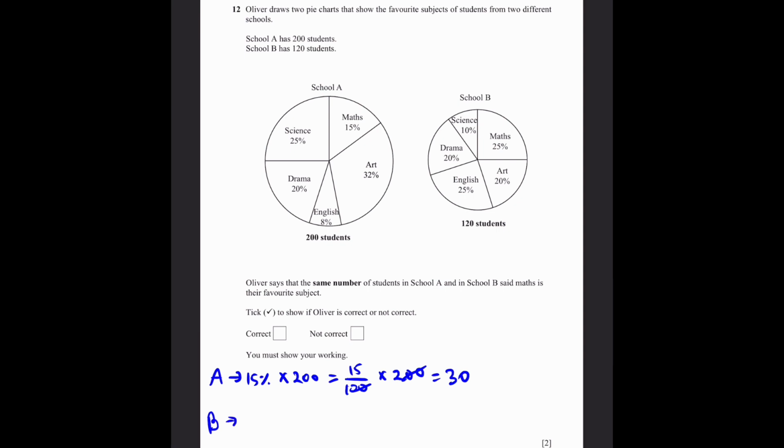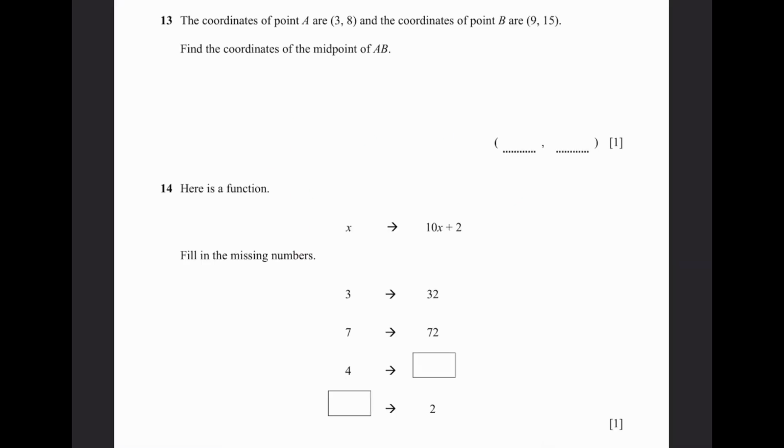So School B is 25% multiplied by 120, which is equal to 25 by 100 multiplied by 120. Cancel this. 5 by 2. This will be 6. This will be 1. 5 times 6 is equal to 30. And 30 is the same as 30. So Oliver is correct. Question 13.